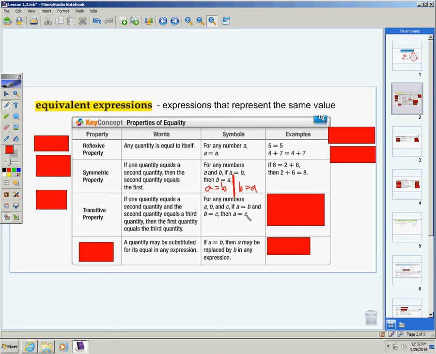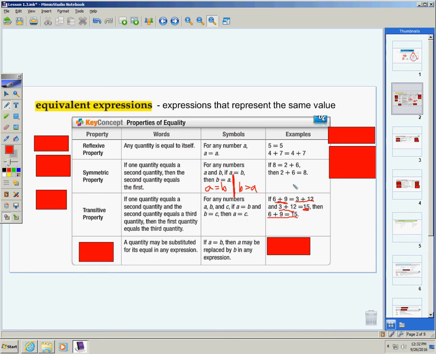And here's our example. If 6 plus 9 equals 3 plus 12, and we know 3 plus 12 equals 15, since 3 plus 12 is the same thing as 15, then obviously 6 plus 9, which is the same thing as 3 plus 12, would also be 15. If A equals B and B equals C, then A equals C. That's how the transitive property works.